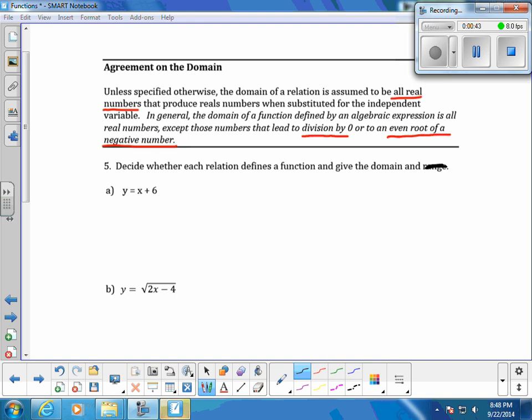So let's look at number 5, and we're just going to be doing the domain of these. Decide whether each relation is a function and give the domain. We say yes, this is a function, and we can see that because y is always found by adding 6 to x. Thus, each x value will have exactly one y value to go with it. So this is a function. Okay? And it's not led by division by zero, and it doesn't have a radical, so the domain is going to be negative infinity to positive infinity.